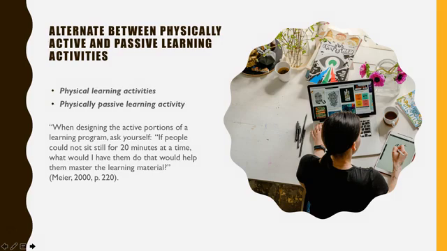Alternate between physically active and passive learning activities. Physical learning activities that you can have your learners do involve standing and talking, conducting a short presentation for the class, manipulating physical objects, acting out processes, role-playing, creating concept maps, or engaging in a hands-on activity. Physically passive learning activities are observing, thinking, reflecting, building mental models, listening to presentations, or interacting with computers.